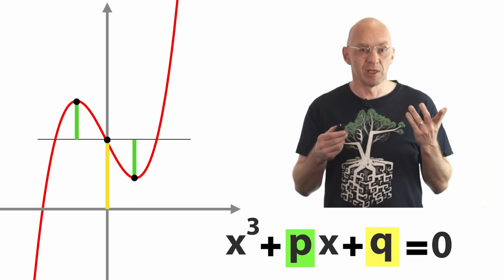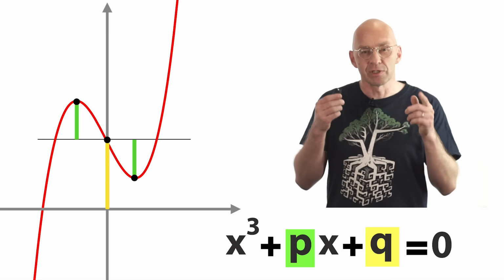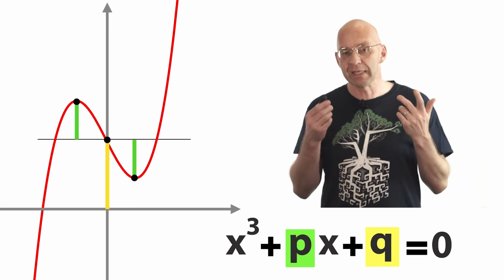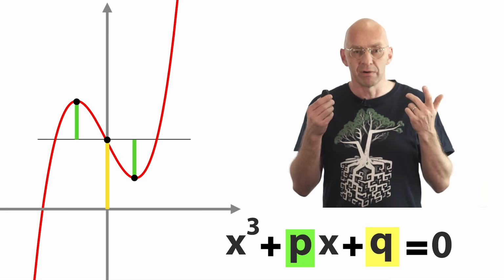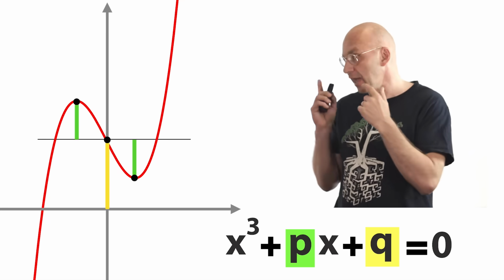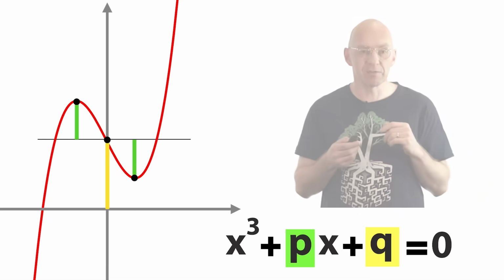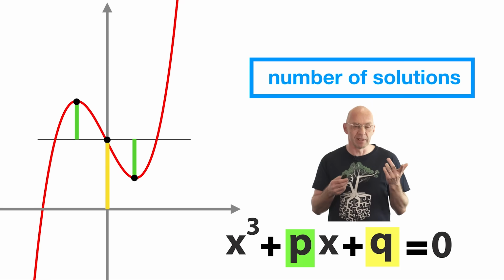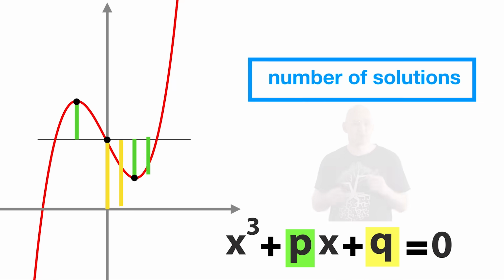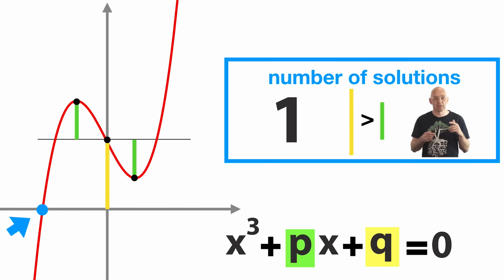Okay? Because of the half-turn symmetry, the two green height differences will be equal. Now, how many solutions will we have? Okay, you got it? Well, if the yellow segment is longer than the green, as pictured here, then there will be just one solution. It's also straightforward to check algebraically when this happens.